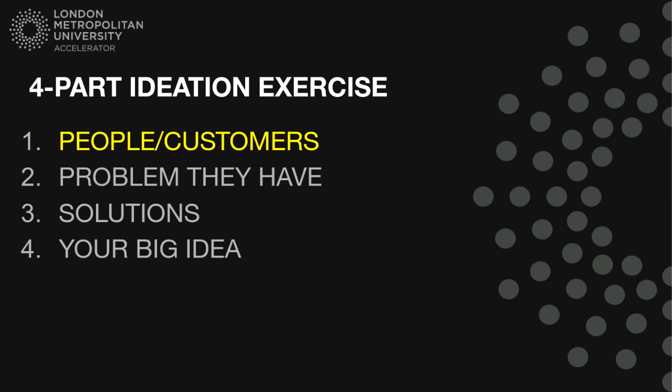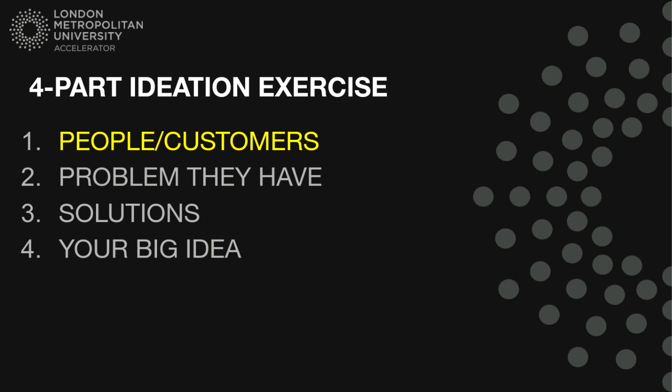So we're now going to walk you through one of the frameworks that can be used when doing some ideation, and this is a four-part ideation exercise. So the first thing that we want to consider when we start ideating is a group of people or a group of customers. And when you do this, you want to be very specific. So we don't want to just say millennials. We don't want to just say baby boomers. We want to be as specific as possible.